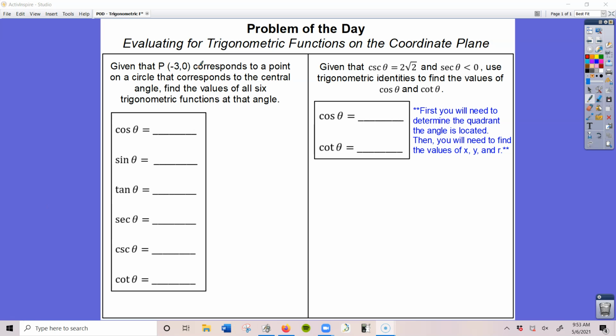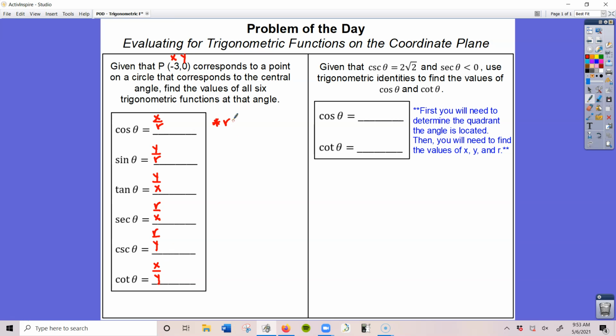So what we know here is when we're given this point, x is -3 and y is 0. But in order to evaluate all of these trigonometric functions, we need to know what r is, the radius. Because remember that cosine is x over r, sine is y over r, tangent is y over x, secant, which is the reciprocal of cosine, would be r over x, cosecant is the reciprocal of sine, so r over y, and cotangent is the reciprocal of tangent, so x over y. So like I said, we need to know what the value of r is.